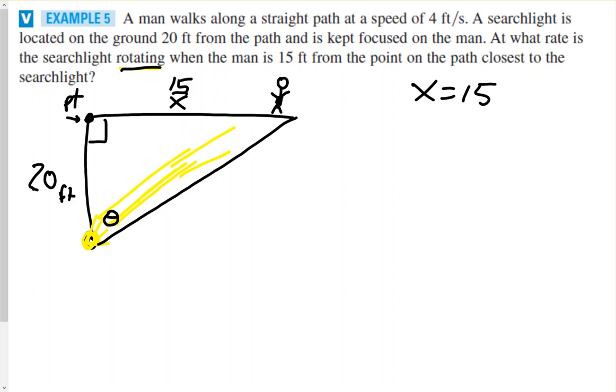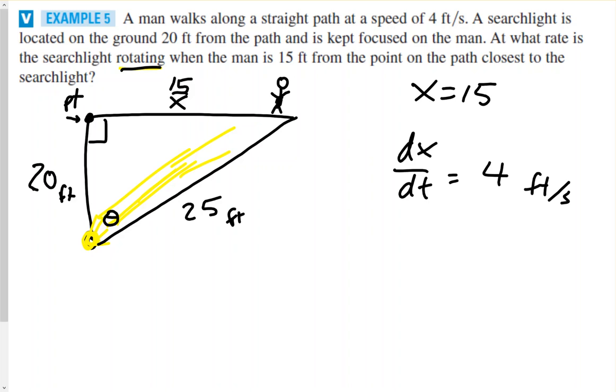And then we have the man walking along the straight path, speed of 4 feet per second. So that's going to be dx/dt. Now if this is a right triangle and we have 15, 20, the hypotenuse here would be 25. So now what would be an equation that relates all of this?